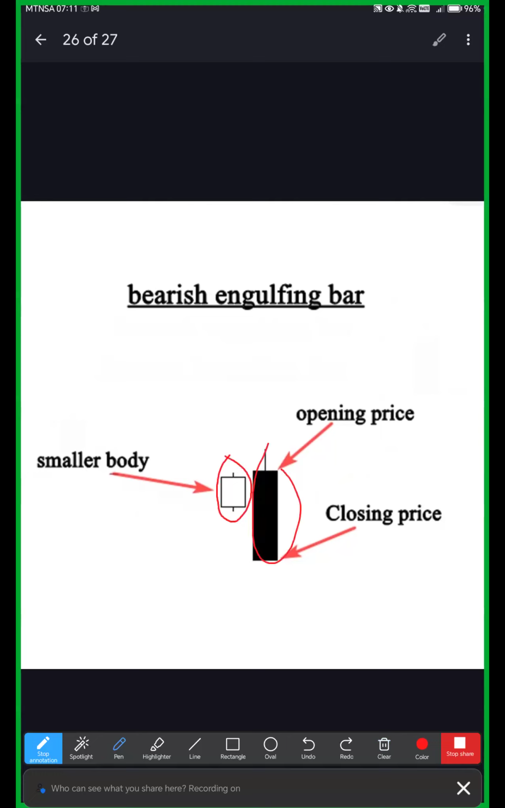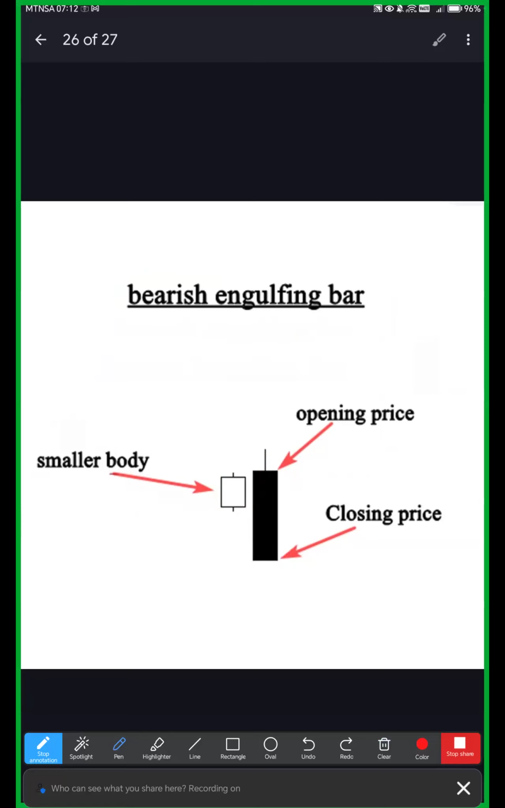So in the trading ground, when it comes to the financial market, where candles are being used as a visual representation of the market, you are going to see buyers and sellers engulfing each other. In this scenario, we are looking at a bearish engulfing bar. Let's look at its composition over here.